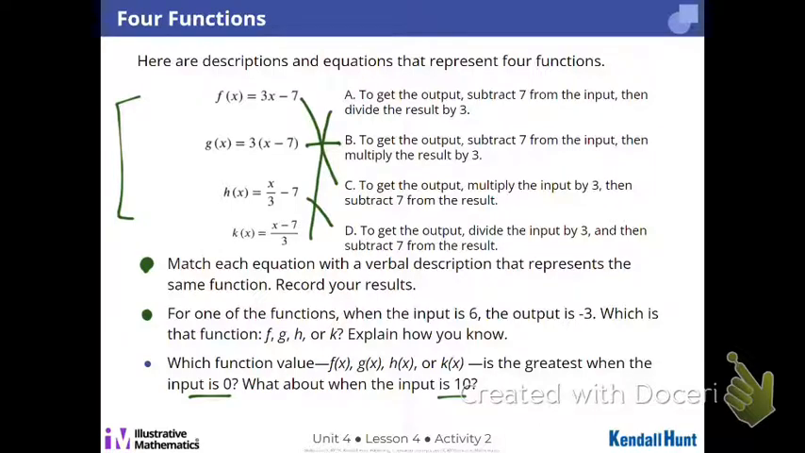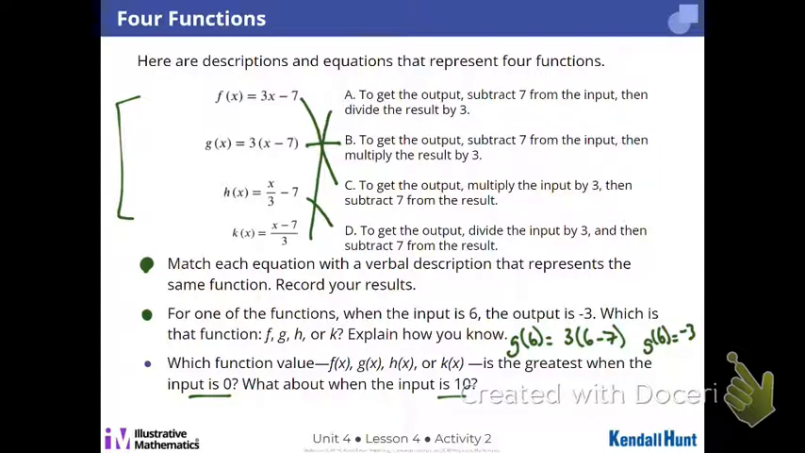All right? So there's our results. Now, which function, when the input is 6, gives an output of -3? I found that to be function G. And I know this because, watch this function notation. The function of 6 is 3 times 6 minus 7. So the function of 6, G of 6, equals -3. 6 minus 7 is -1. Times 3 is -3.